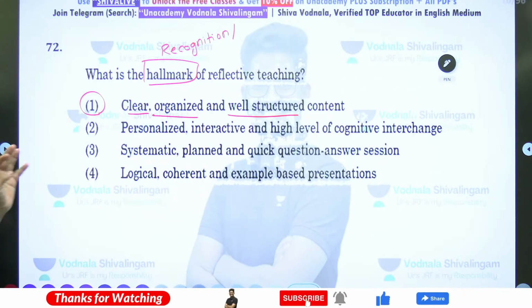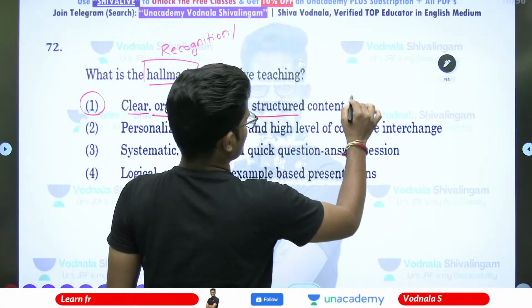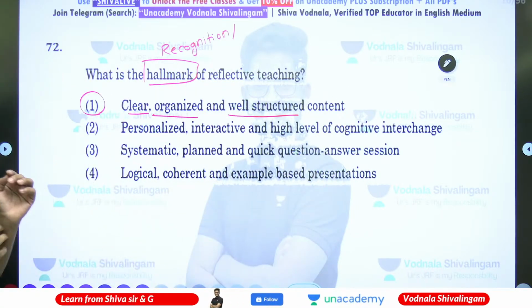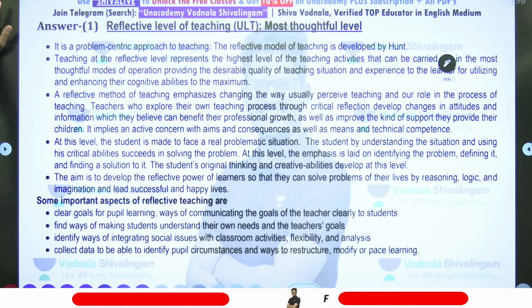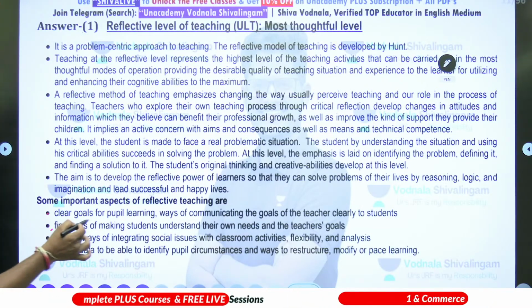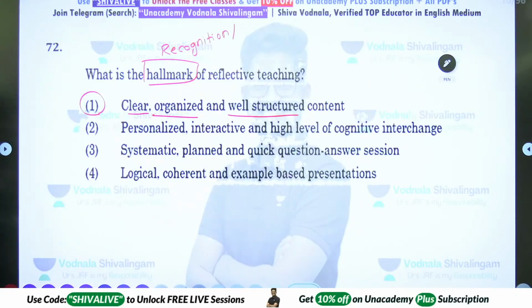In reflective thinking, it will be unorganized, because a high-level thought process will not always have a structured form. But even so, the answer was given as A. It's a highly thoughtful process. It was developed by Hunt. Clear goals for people learning, and ways of communicating the goals of a teacher clearly to the student.